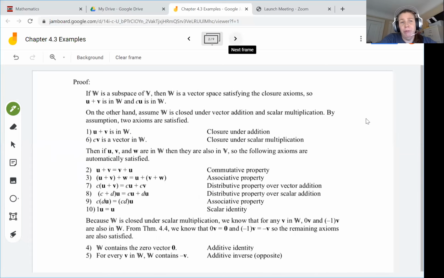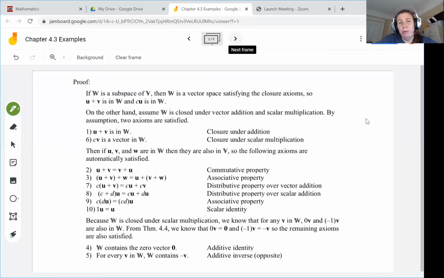So here's our proof. If W is a subspace of V, then W is a vector space satisfying the closure axioms. So U plus V is in W and scalar C multiplied by U is in W. So if we know W is a subspace of V, then those properties hold. Now we have to go backwards, assume the properties are true, and show that W is a subspace.